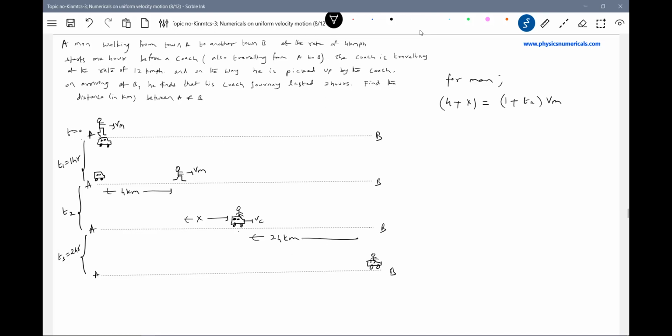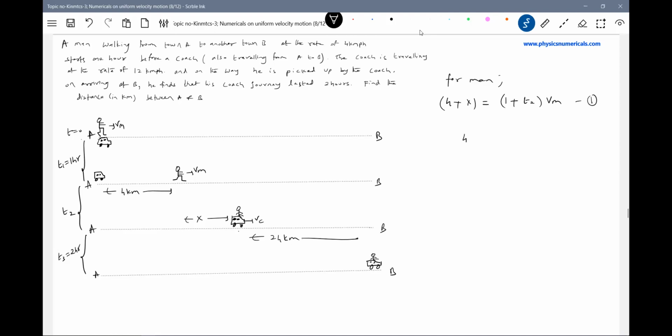What is the distance covered by the man, from this position to this position? The man first walks for 1 hour. Then the coach starts after 1 hour. By the time the coach catches up, the man is still walking. So the total distance moved by the man to be caught by the coach is 4 plus x. The time interval is 1 hour of walking plus t2 hours, with the speed Vm. That's one equation, keep it.